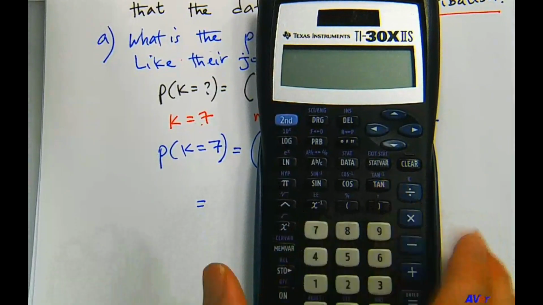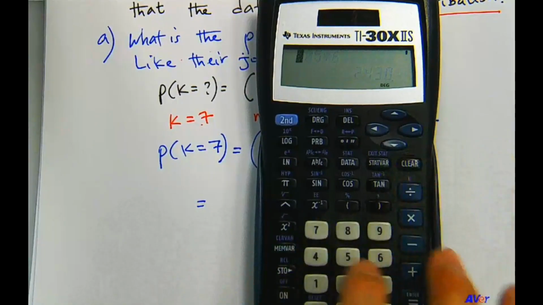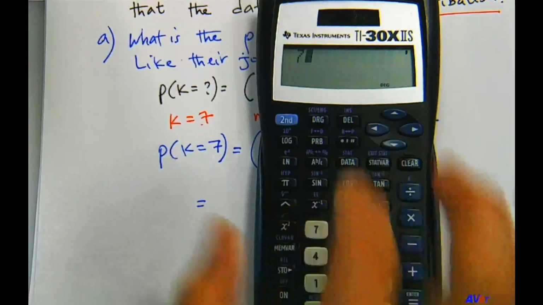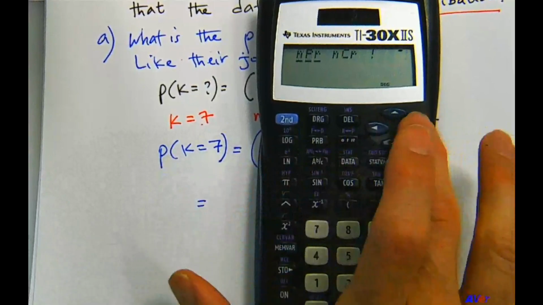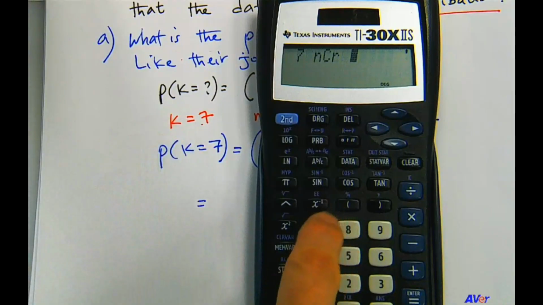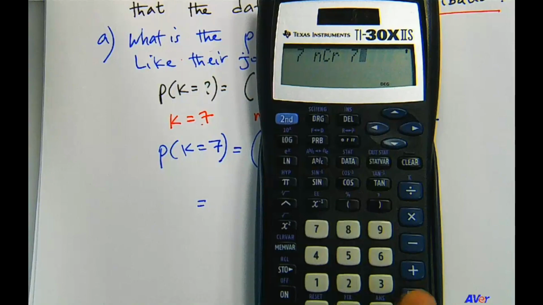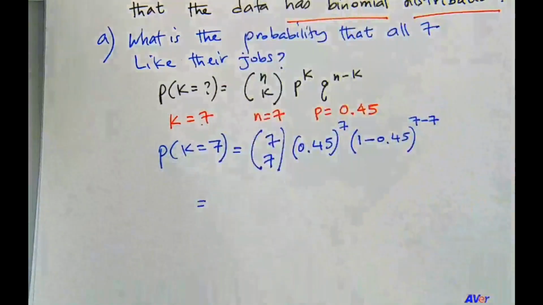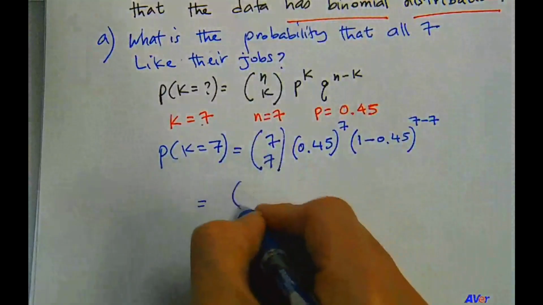So we have 7. On this calculator, PRB, nCr, right? That's the combination, nCr. I'm going to hit enter to pick that, and then 7 choose 7, and then I hit the equal button, and now we have 1. So this quantity is 1.